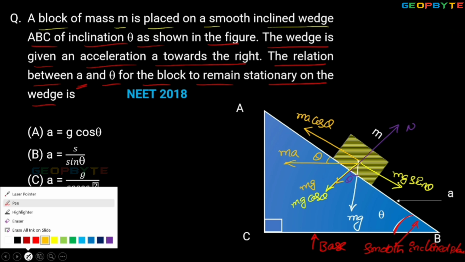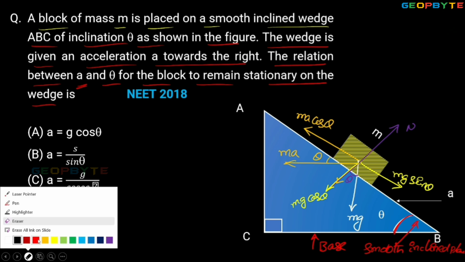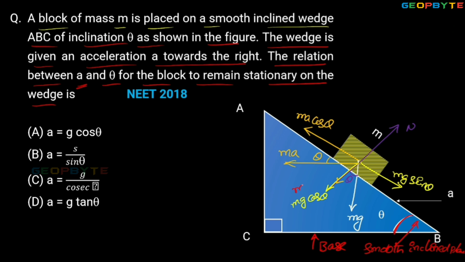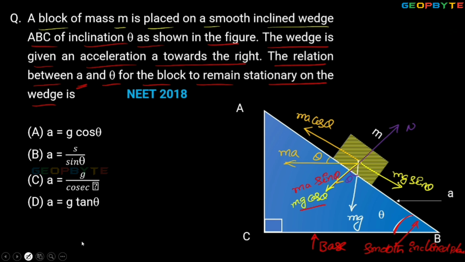Be very careful: it is ma sin theta. Here ma sin theta and mg cos theta are both in the same direction. To have no motion of the block, this mg sin theta must be equal to ma cos theta. Both are acting along the plane in opposite directions.